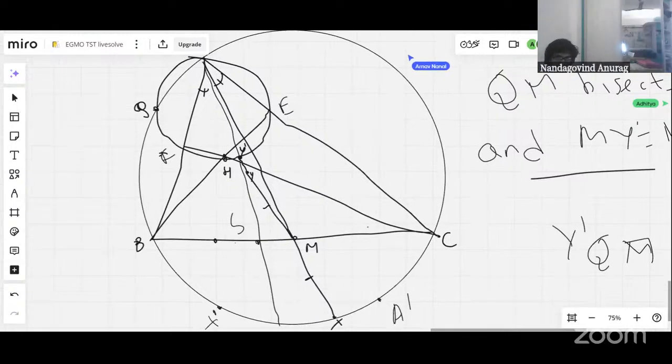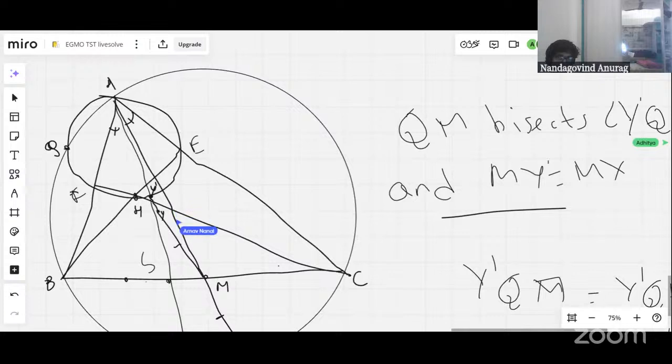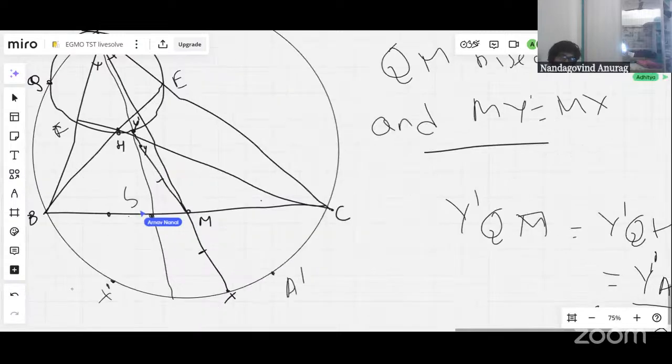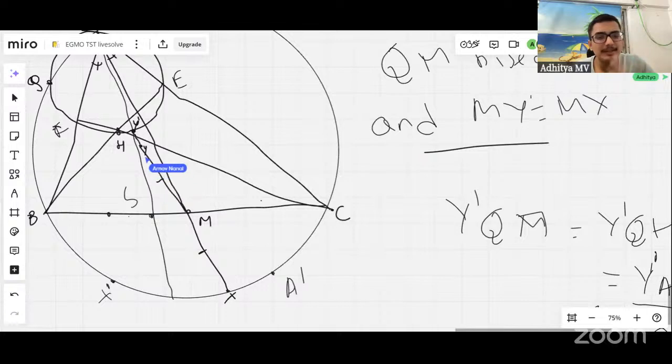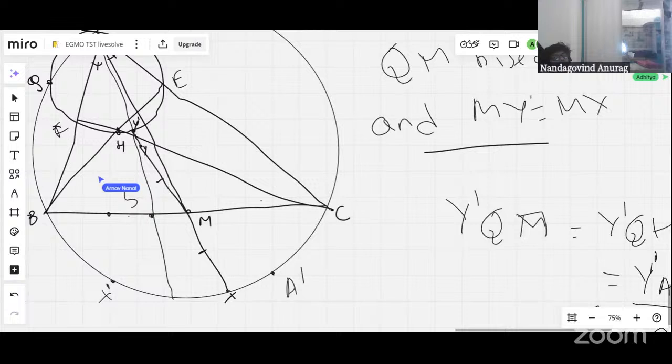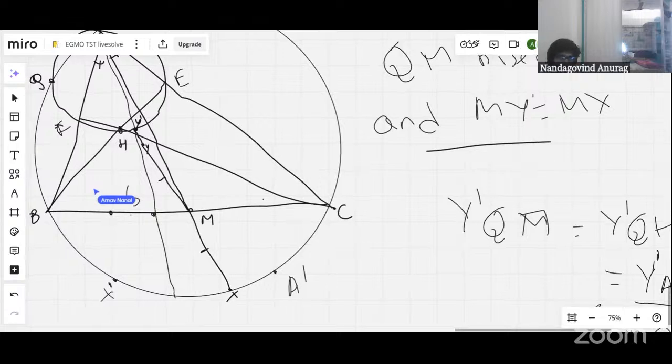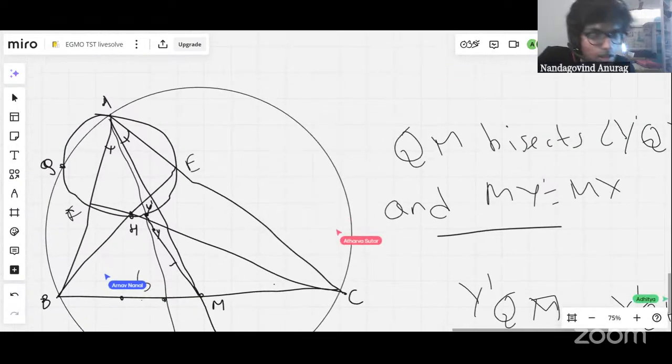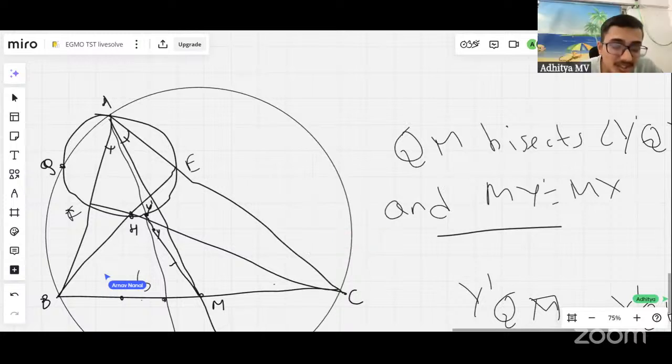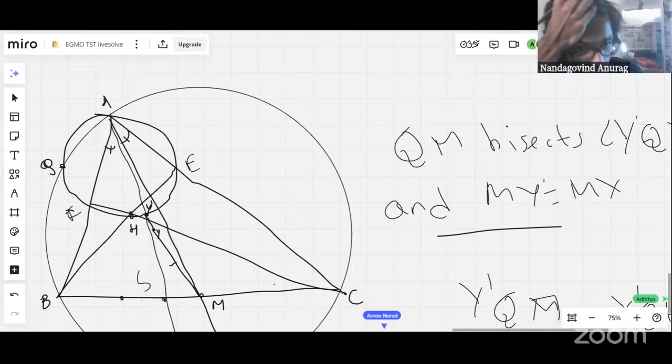I was thinking computing Y dash MX. Yeah, like Y dash MX is okay, greater than Y dash MA. Wait, basically you just want to show Y dash MA is equal to Y dash QX. What is Y dash QX? That will be 2 times Y dash QM, which is Y dash QH, which is Y dash Q. So you just want to show Y dash is angle. No, you want to show 2 times Y dash AH is equal to Y dash MA.